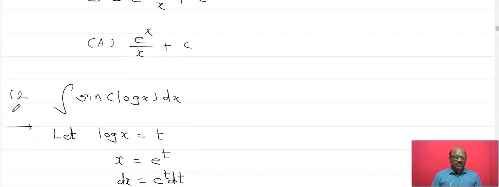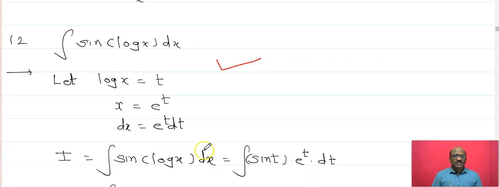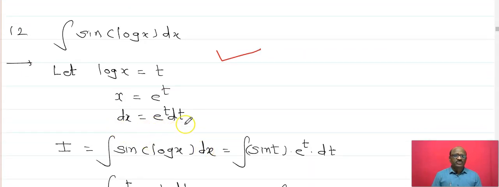Now the problem number 12. Integral sine of log of x dx. Now substitute log of x is equals to t. This is the special example. That is log of x is equals to t. Therefore x is equals to e raised to t. Therefore dx is equals to e raised to t into dt, because we are generating another function which is the exponential. Therefore dx is equals to e raised to t into dt.